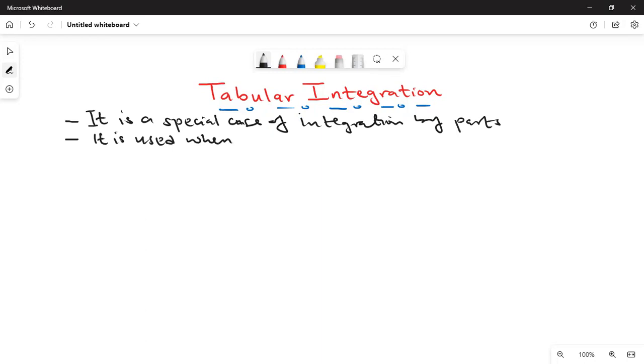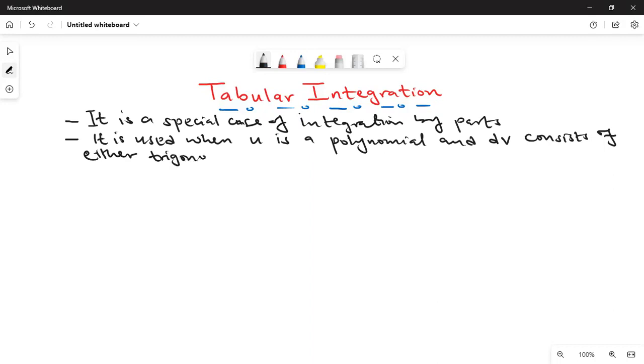when u is a polynomial and dv consists of either a trigonometric or exponential function.